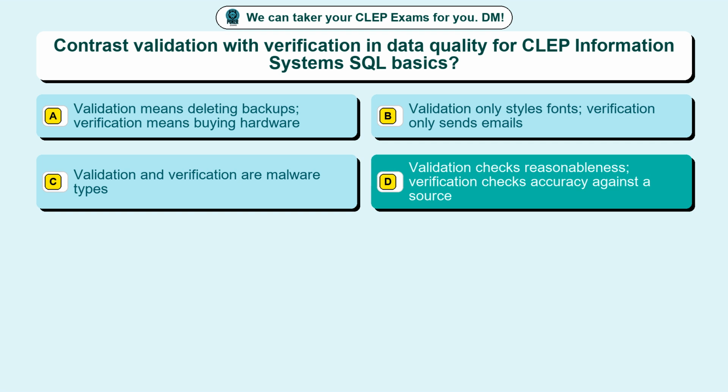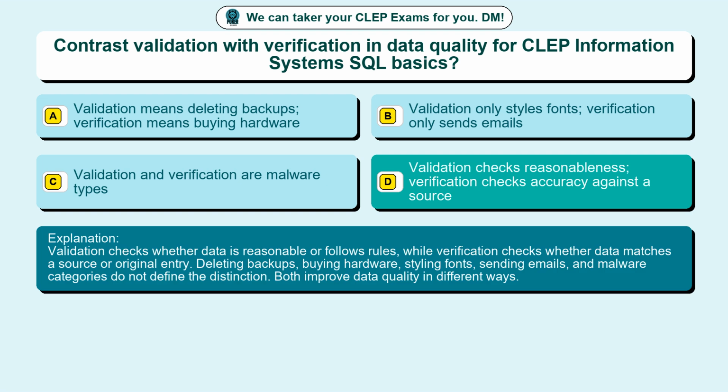Validation checks reasonableness. Verification checks accuracy against a source. Validation checks whether data is reasonable or follows rules, while verification checks whether data matches a source or original entry. Deleting backups, buying hardware, styling fonts, sending emails, and malware categories do not define the distinction. Both improve data quality in different ways.